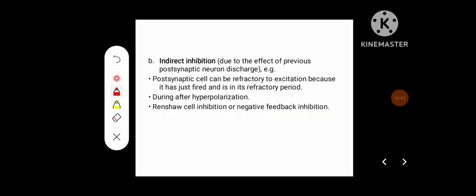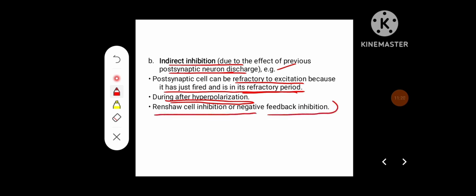There can also be indirect inhibition of the postsynaptic membrane. This can occur because of the effect of previous postsynaptic neuron discharges. For example, the postsynaptic membrane can be in a refractory phase, and it can be refractory to the excitation because it has just fired and it is in the refractory period. It can also occur due to after hyperpolarization, where the membrane potential becomes more negative, and it can also be seen in Renshaw cell inhibition, which is also called a negative feedback mechanism.